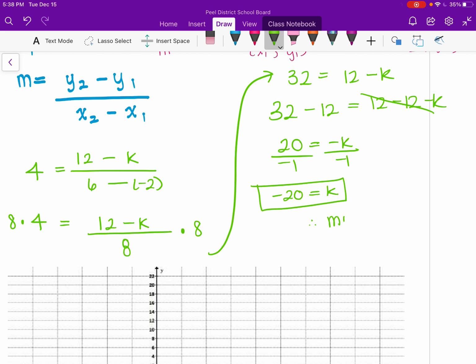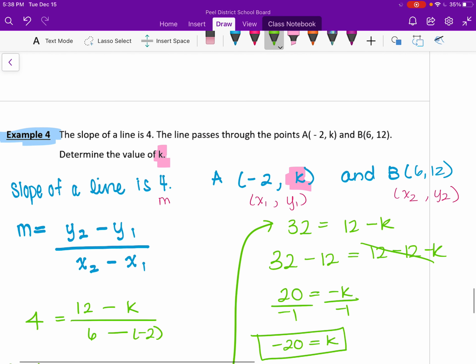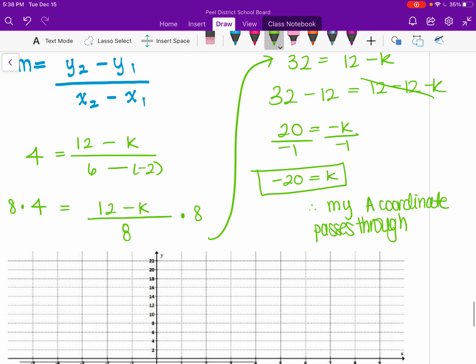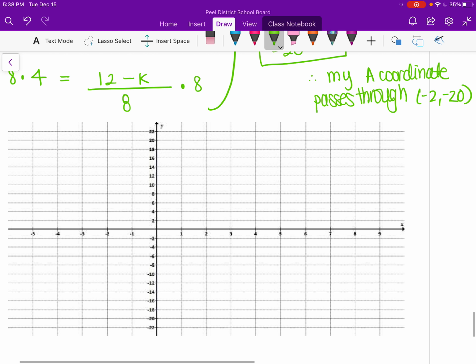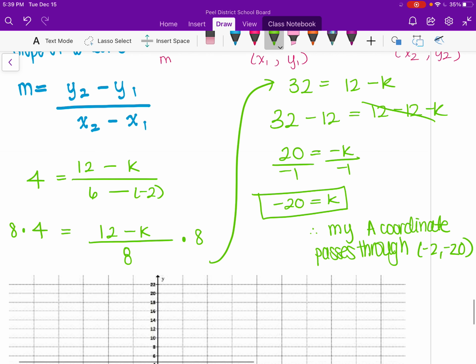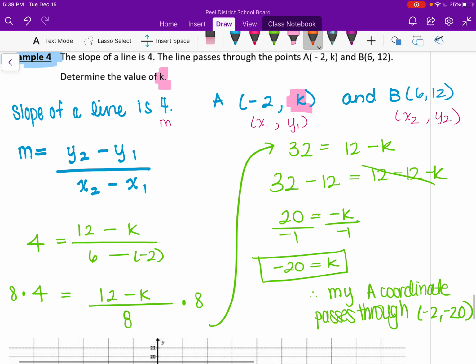Therefore, my A coordinate passes through negative 2 and negative 20, right? So if I really want to draw this in, I'm going to go find negative 2, negative 20. I'm going to put that A coordinate there. And then let's make our B coordinate in orange. Right, so let's make that one in orange.